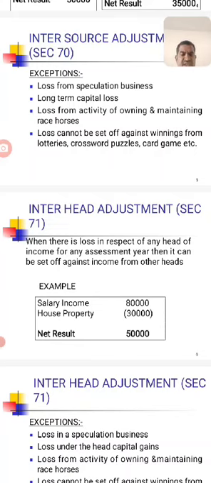One head is profit, one head is loss. This is called inter-head adjustment of losses. Here the net result is 50,000. The 30,000 loss from the house property can be adjusted against the salary income of rupees 80,000.